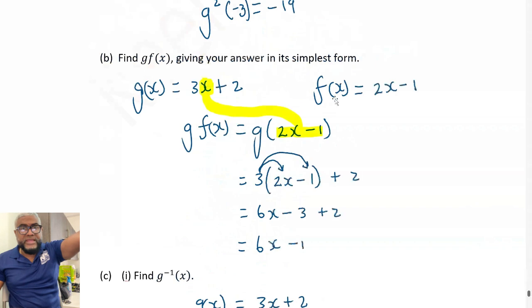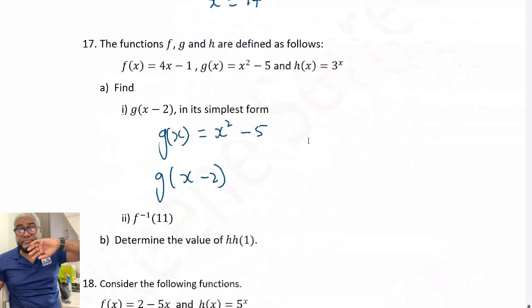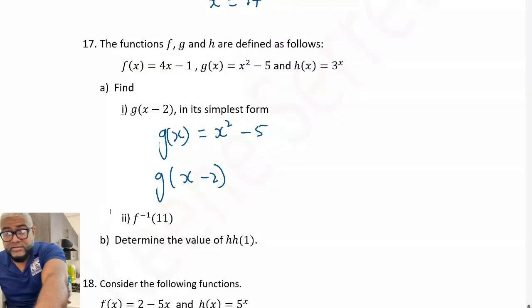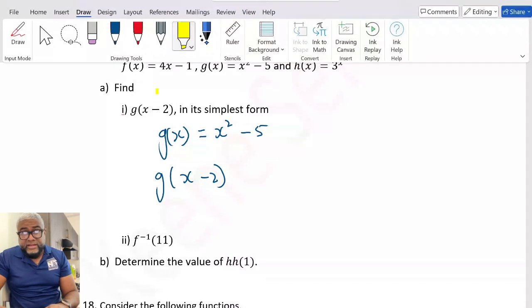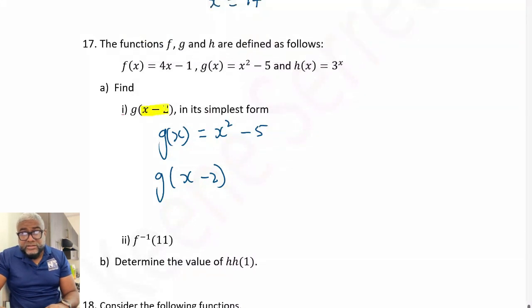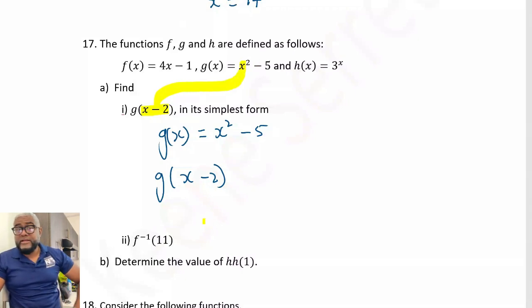Watch. Piggyback off of this one. Look, we wanted to find g of 2x minus 1. What I did was replace x with this whole thing. Do the same thing here. Piggyback off that question, right? You see this x minus 2? You're replacing this x here with x minus 2. So instead of putting x squared, you put in x minus 2 squared.